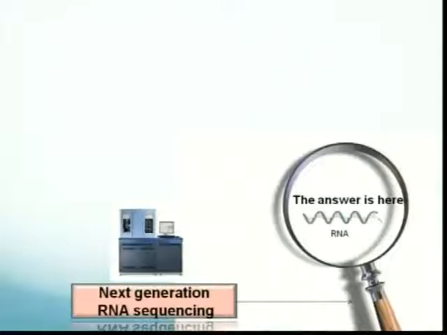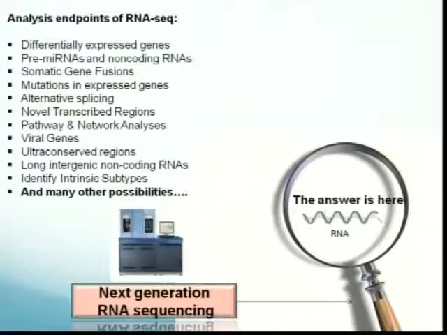So if the answer to the research questions that I posed to you earlier lies potentially in RNA, the best way to illuminate this answer, in my opinion, is the use of next-generation RNA sequencing. And why I like RNA-seq, and I think you may have learned a lot of this in your previous lecture, is that there's a ton of really interesting analysis endpoints that one can derive from the analysis of this data: differentially expressed genes, precursor microRNAs and non-coding RNAs, somatic gene fusion, mutation, splicing, novel transcribed regions, viral genes if you believe there's a viral implication, intrinsic subtyping, among other possibilities.